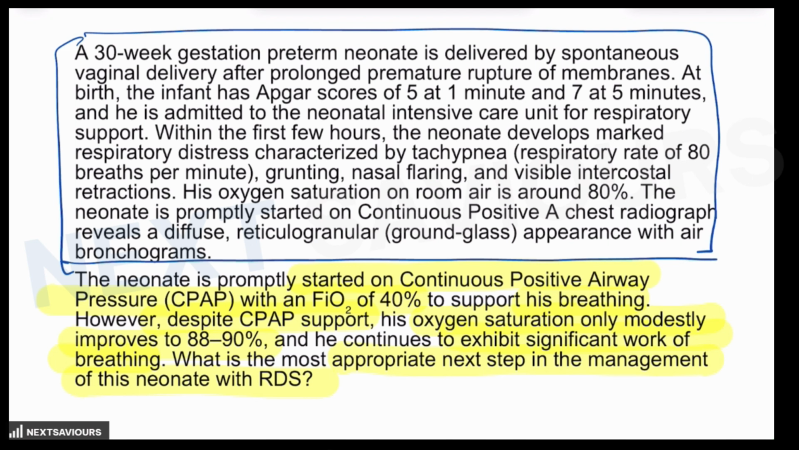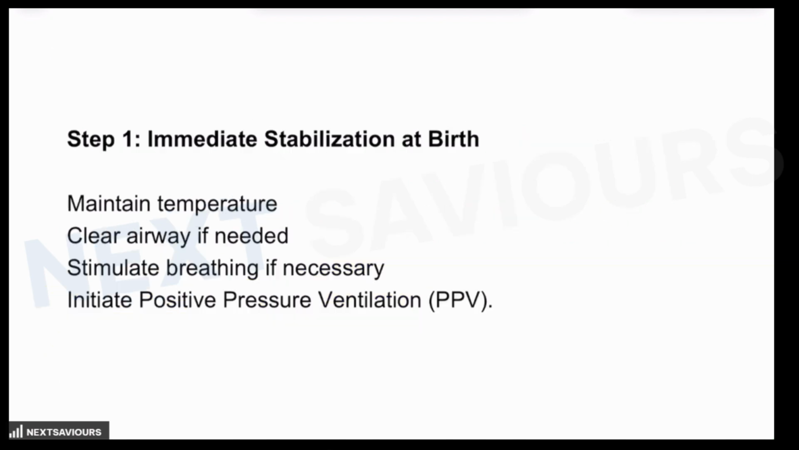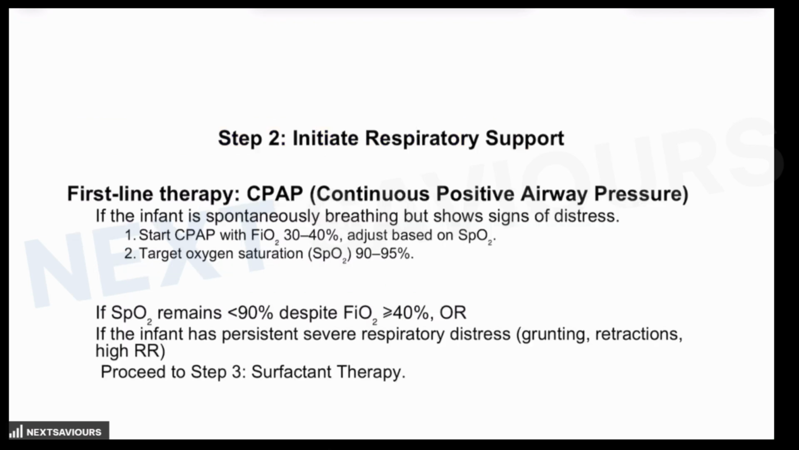So once you have identified it to be a feature of RDS, respiratory distress syndrome, now the treatment follows a systematic stepwise approach. So obviously the first step is the immediate stabilization at birth by preventing the hypothermia, suctioning meconium if at all is required, tactile stimulations, and positive pressure ventilation if required.